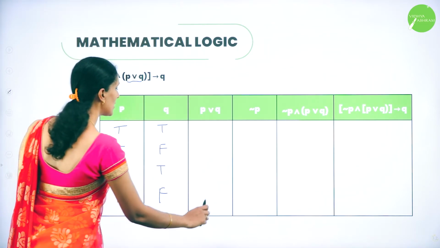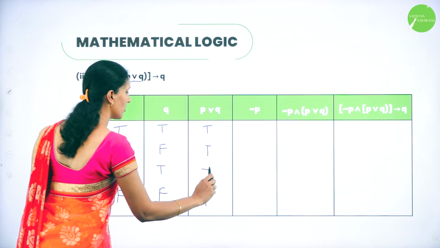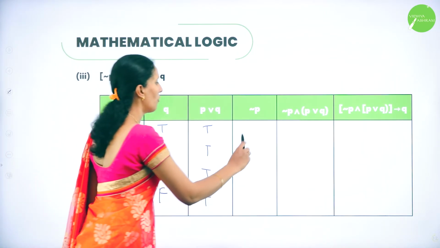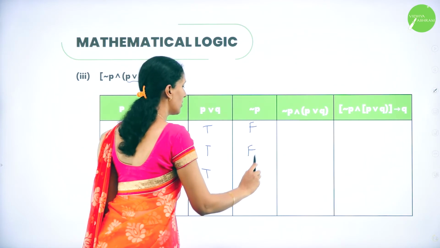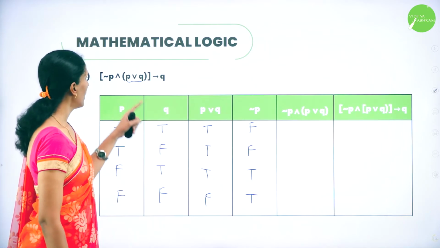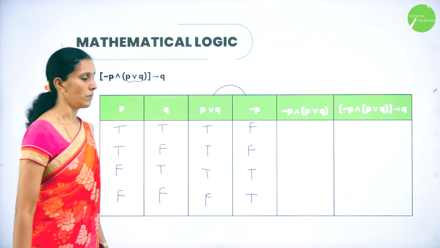So if both the statements are false, it is false. In all the other cases, it is true. Next we'll write not P. Not P is false, false, true, true. Next again we have a conjunction of not P and these two columns.